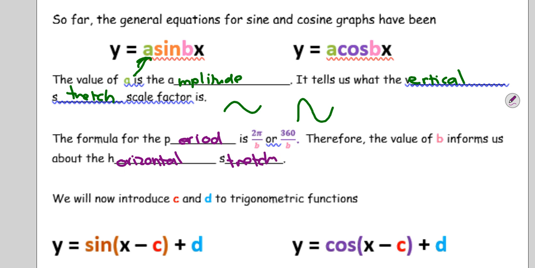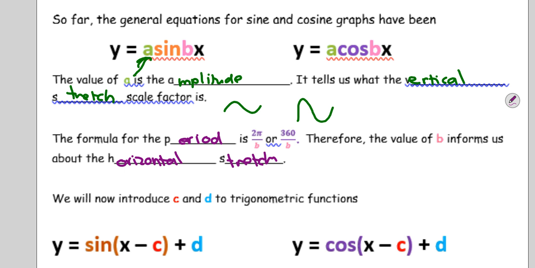But remember, when you work out a scale factor for a horizontal stretch, it's always 1 over b. That's why b is in the bottom, because it's related to the reciprocal of b. So horizontal stretches are related to the reciprocal of b. Specifically for a trig graph, it's 2 pi over b or 360 over b. Therefore, the value of b informs us about the horizontal stretch.